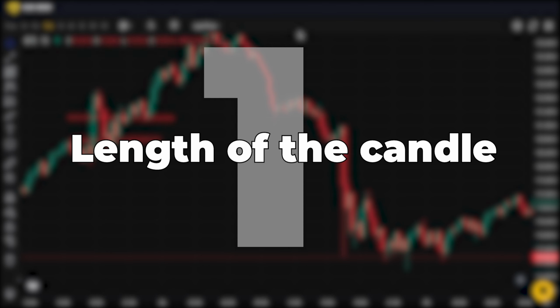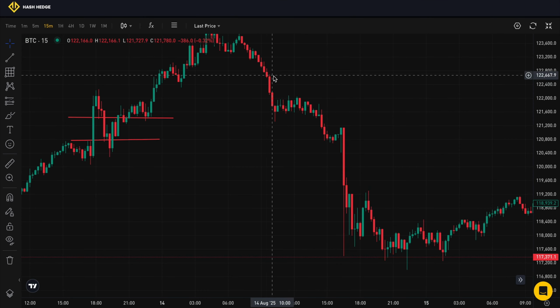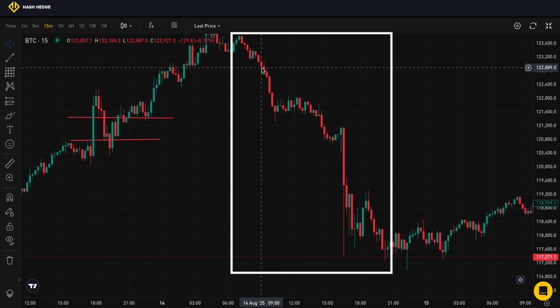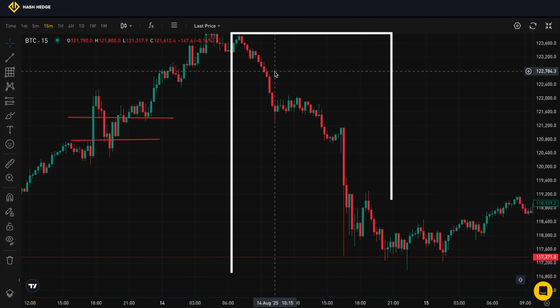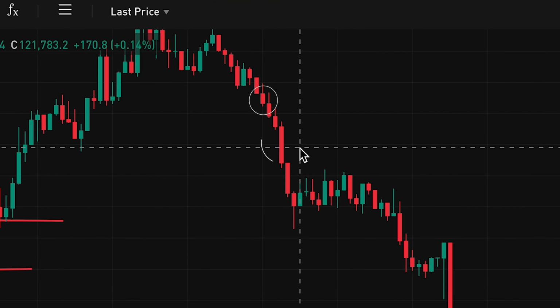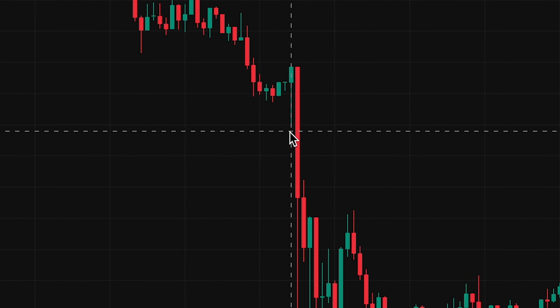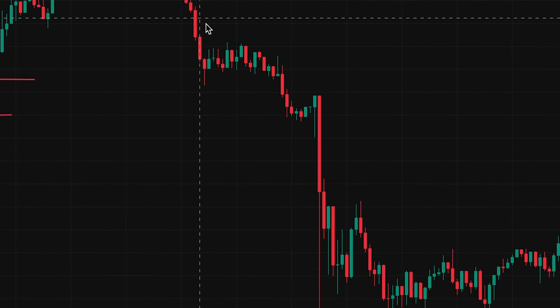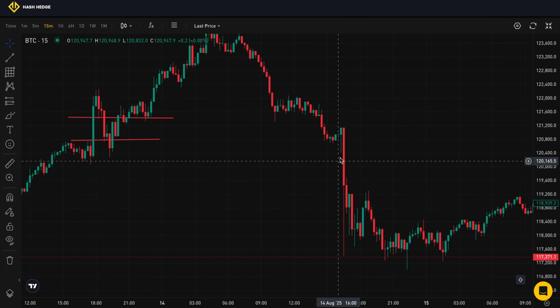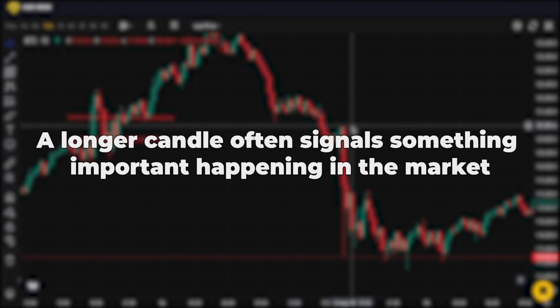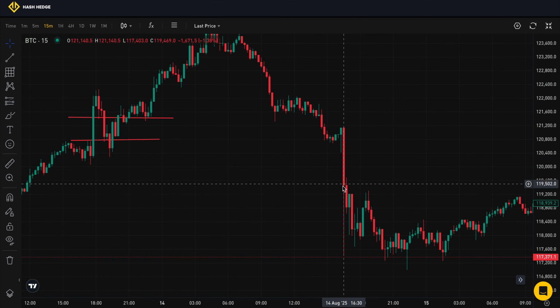So the first thing we have to consider is the length of the candle. Fair value gaps differ in strength. For example, on this chart movement here, we can see that there are quite a few of them. We have one fair value gap, second, third, fourth, at least four gaps on this move alone. But the longer the candle, the more likely it is that something really important happened in the market and that it will become a future fair value gap.